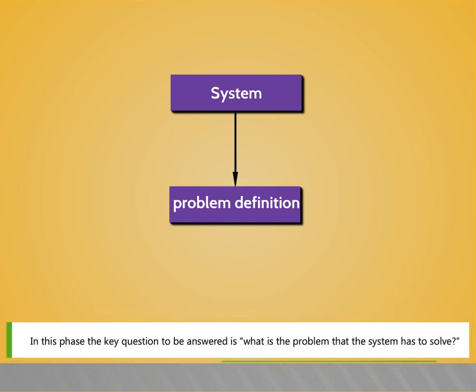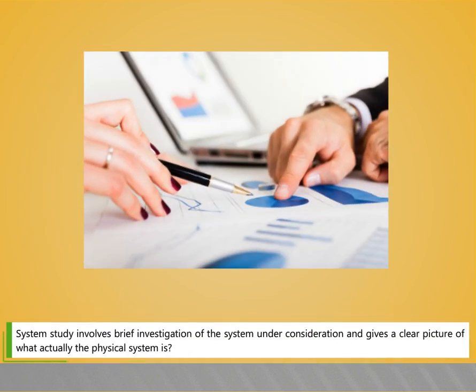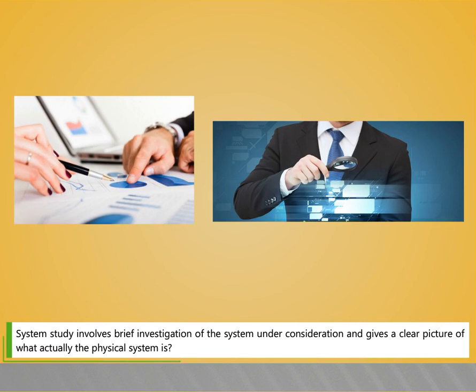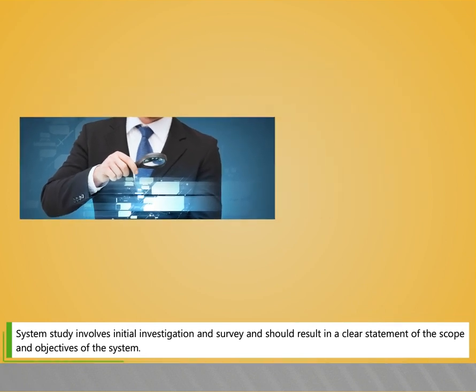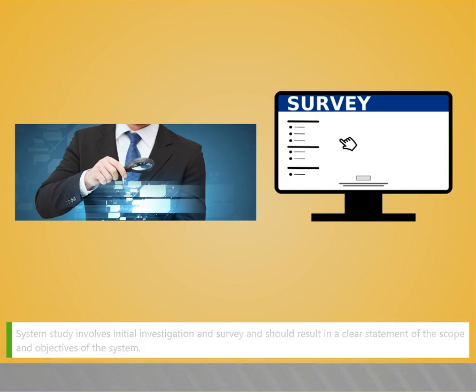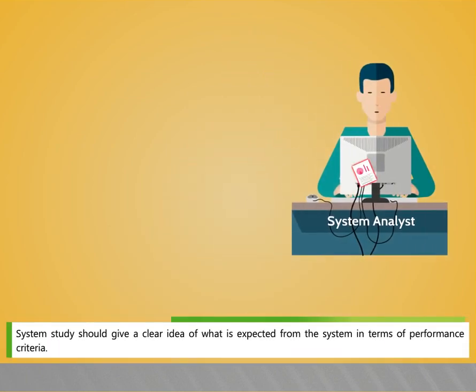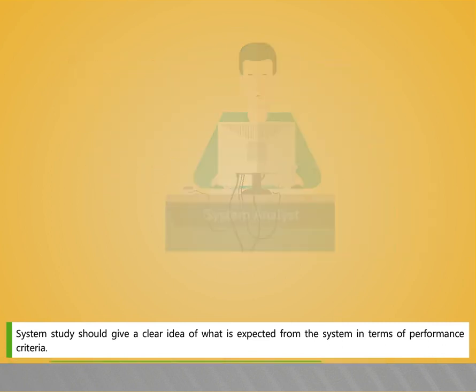In this phase, the key question to be answered is, what is the problem that the system has to solve? System study involves brief investigation of the system under consideration and gives a clear picture of what actually the physical system is. System study involves initial investigation and survey and should result in a clear statement of the scope and objectives of the system. System study should give a clear idea of what is expected from the system in terms of performance criteria.